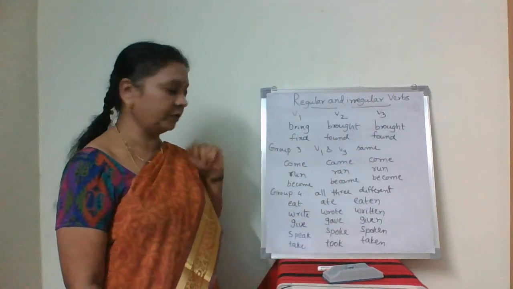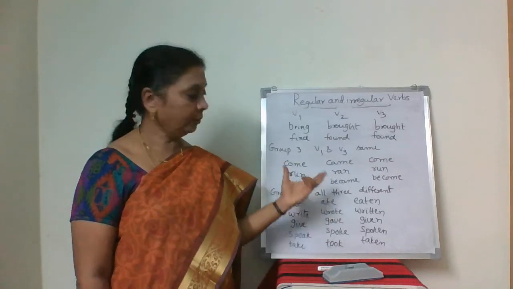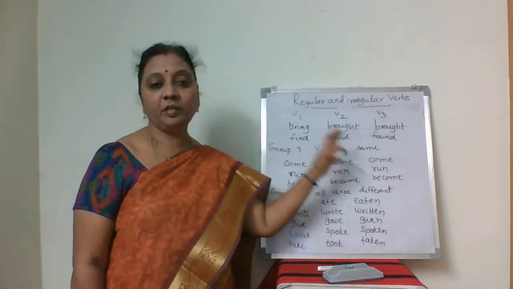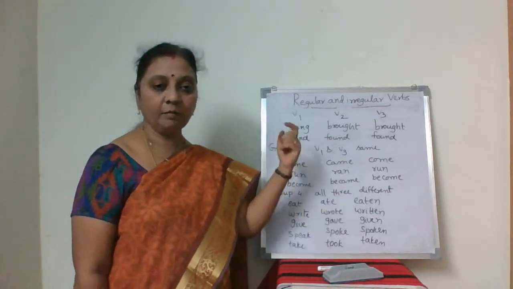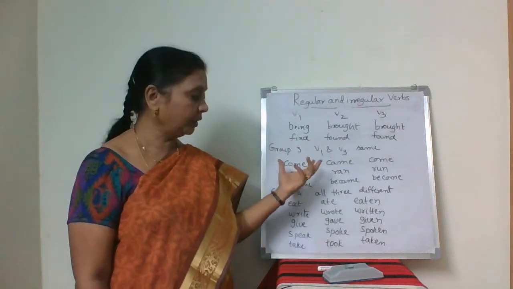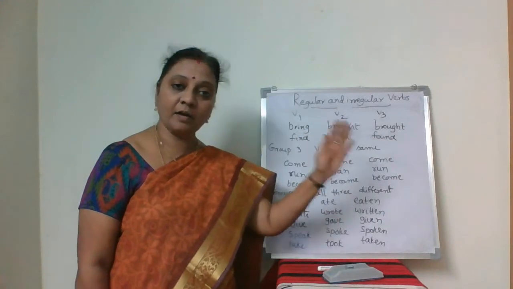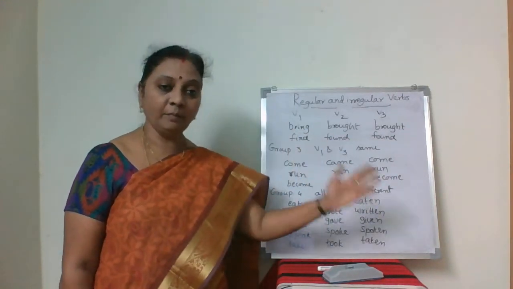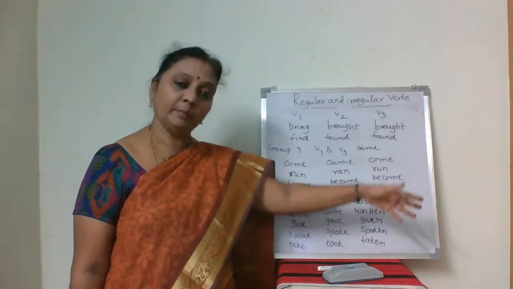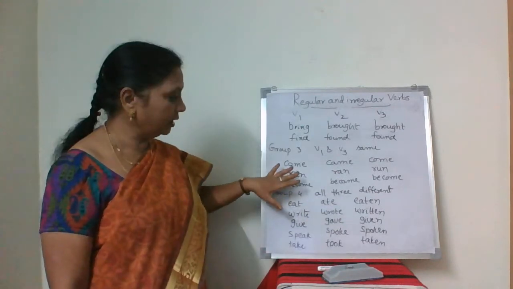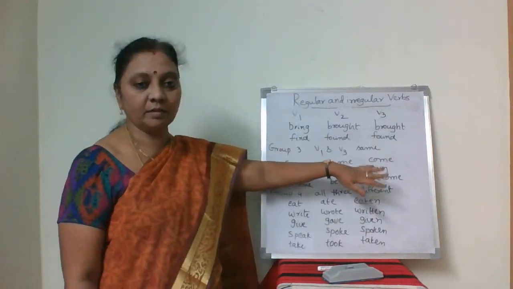Now group 3. Here you notice V1 and V3 are the same, V2 is different. But we have only three words in this group. That is run, ran, run; come, came, come; become, became, become. Only three words are there. This is where V1 and V3 are the same.